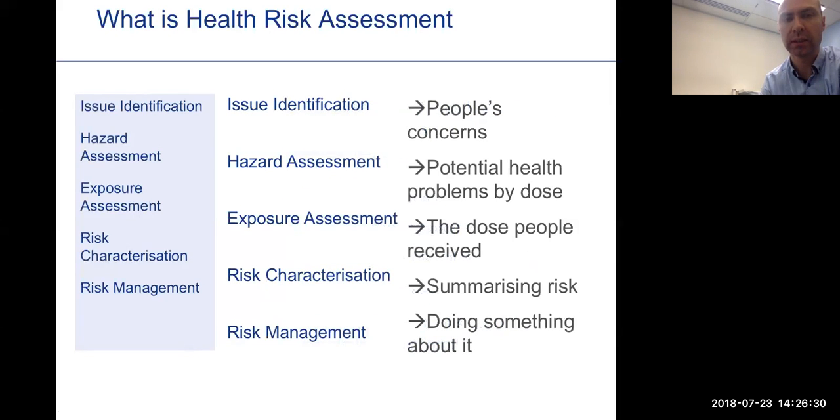So just to summarise there, it's really important that you understand how these bits work. Issue identification, which I've really simplified, is essentially making sure you've got people's concerns right. The hazard assessment covers the potential health problems by dose. Exposure assessment is the dose people received. The risk characterization is summarising that risk, and risk management is doing something about it.